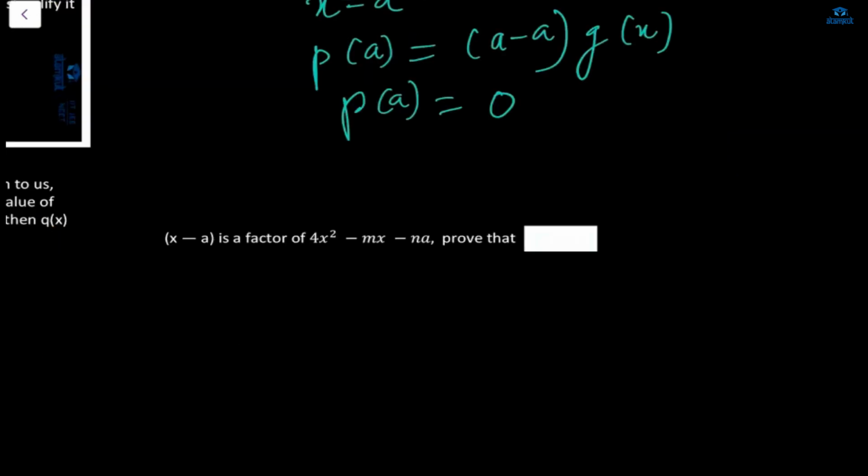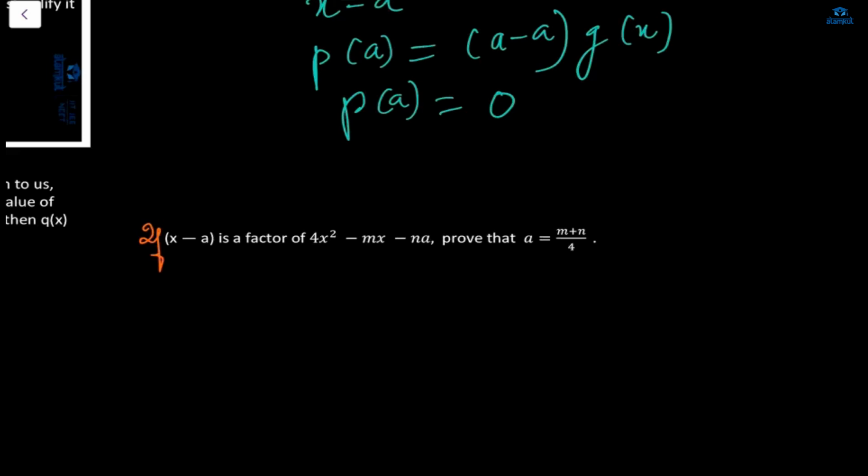So as you can see, what is our question? If x minus a is a factor of 4x square minus mx minus na, then we have to prove that a is equal to (m plus n)/4. That means, see, a here is a missing term. We need to find it out. The constant term is given in an unknown form. Okay, we need to find out this unknown value of the constant. But it is already mentioned that x minus a is one of the factors of the given polynomial.